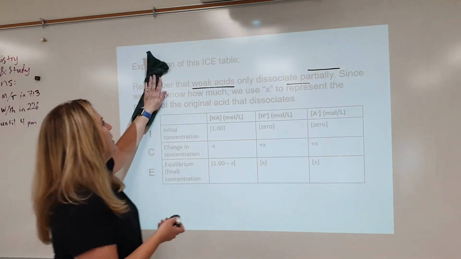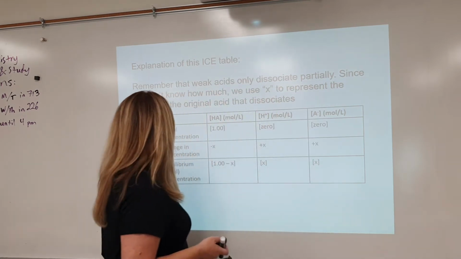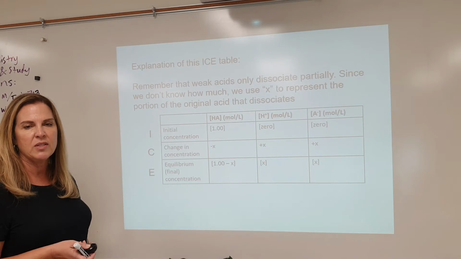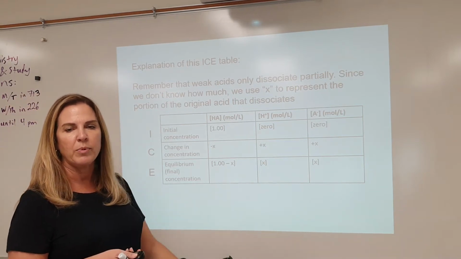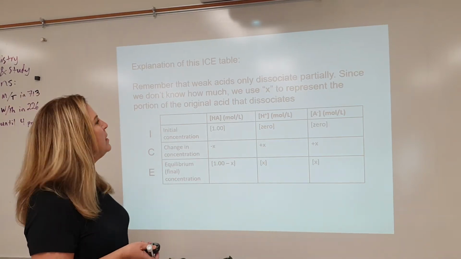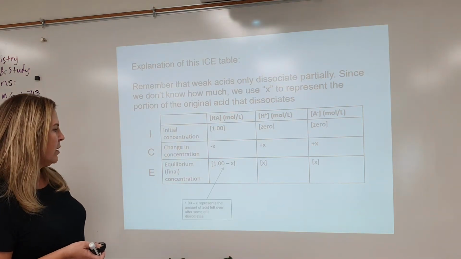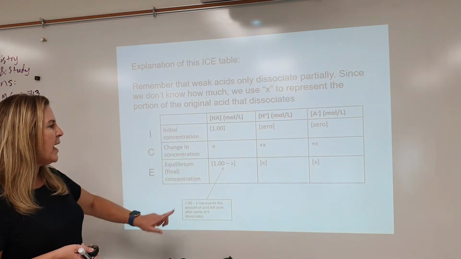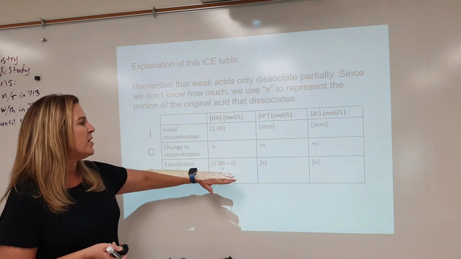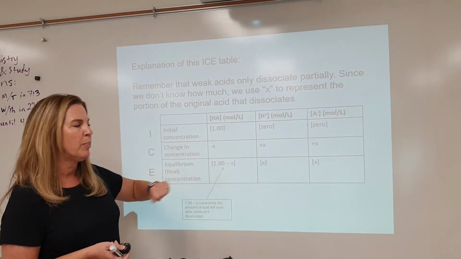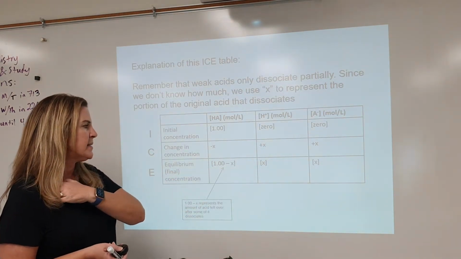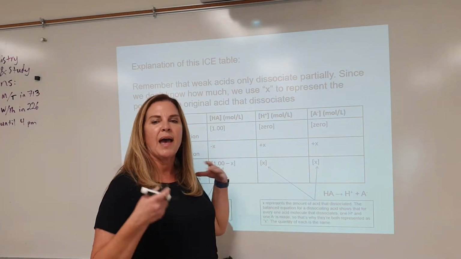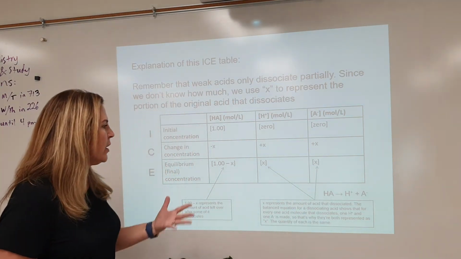All right, let me get rid of this here. Remember that weak acids only dissociate partially. Since we don't know how much, we use X to represent the portion of the original acid that dissociates. So that's just kind of going over what we just said. This is going to represent the concentration when the reaction reaches equilibrium. So we know it's going to go down by X. And again, these are going to be what the concentration is after the reaction reaches equilibrium. So they're going to go up by X.